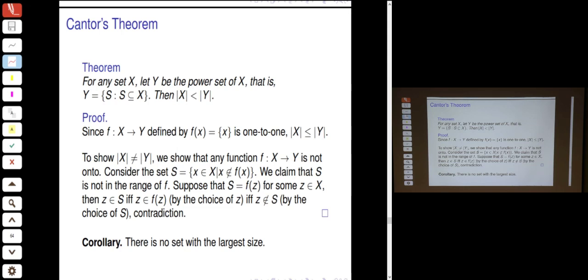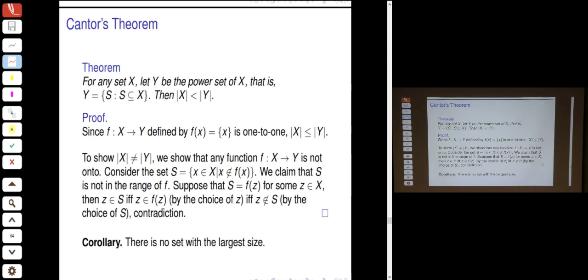So suppose you have an attempt, which is this function f, trying to match the elements between X and Y. We want to show that it cannot be onto. In other words, there will be some point you miss. You cannot hit every target. There must be something you miss.